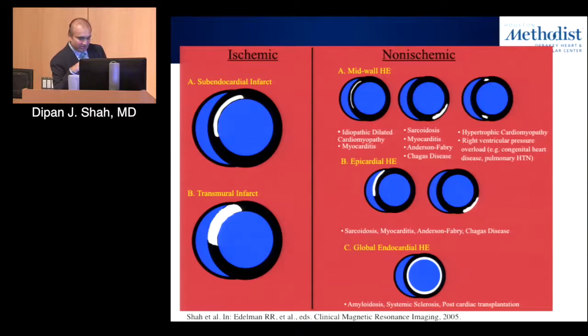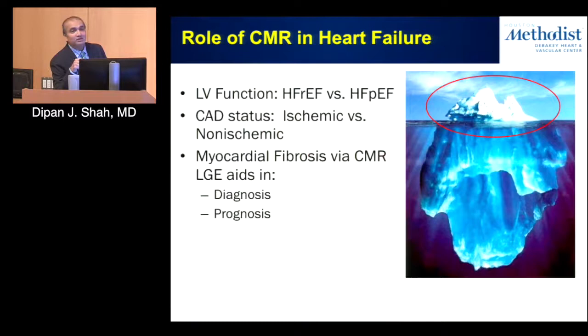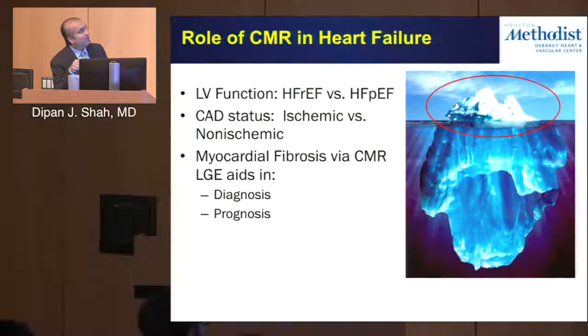So to wrap up, what is the role for CMR in heart failure? I think first and foremost is accurate assessment of LV function and volumes, which can help you to distinguish HFpEF from HFrEF. It can help identify ischemic versus non-ischemic cardiomyopathy. And then lastly, the fibrosis that we see by CMR with gadolinium enhancement can aid both in diagnosis as well as in assessing prognosis in these patients.